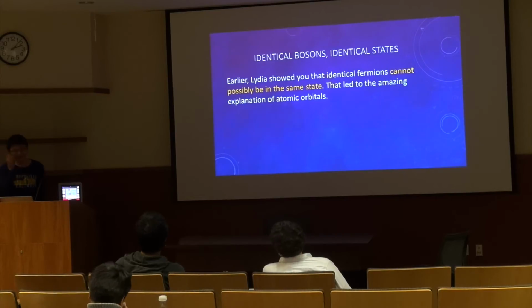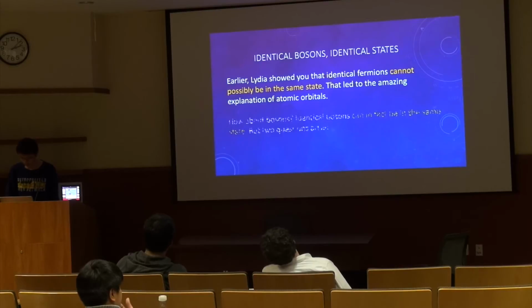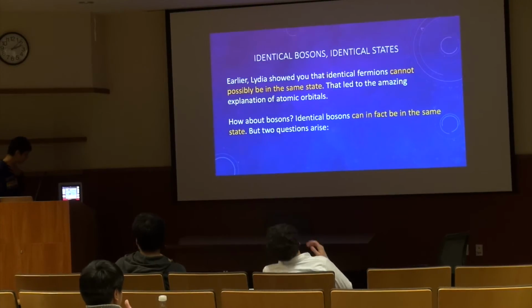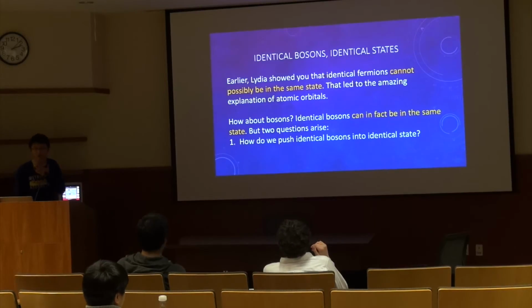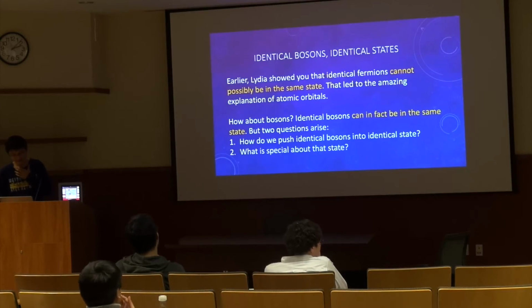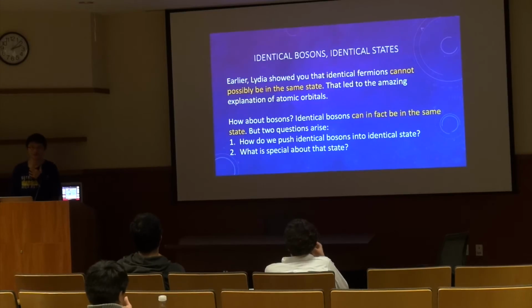So now let's begin our discussion with identical bosons. So if bosons can be put into identical states, we have 2 questions that we can ask. One is, how do we do that? How can we actually push bosons into identical states? That's a non-trivial task. The second is, what is special about the state? Why do we care about photons all congregating in the same state?